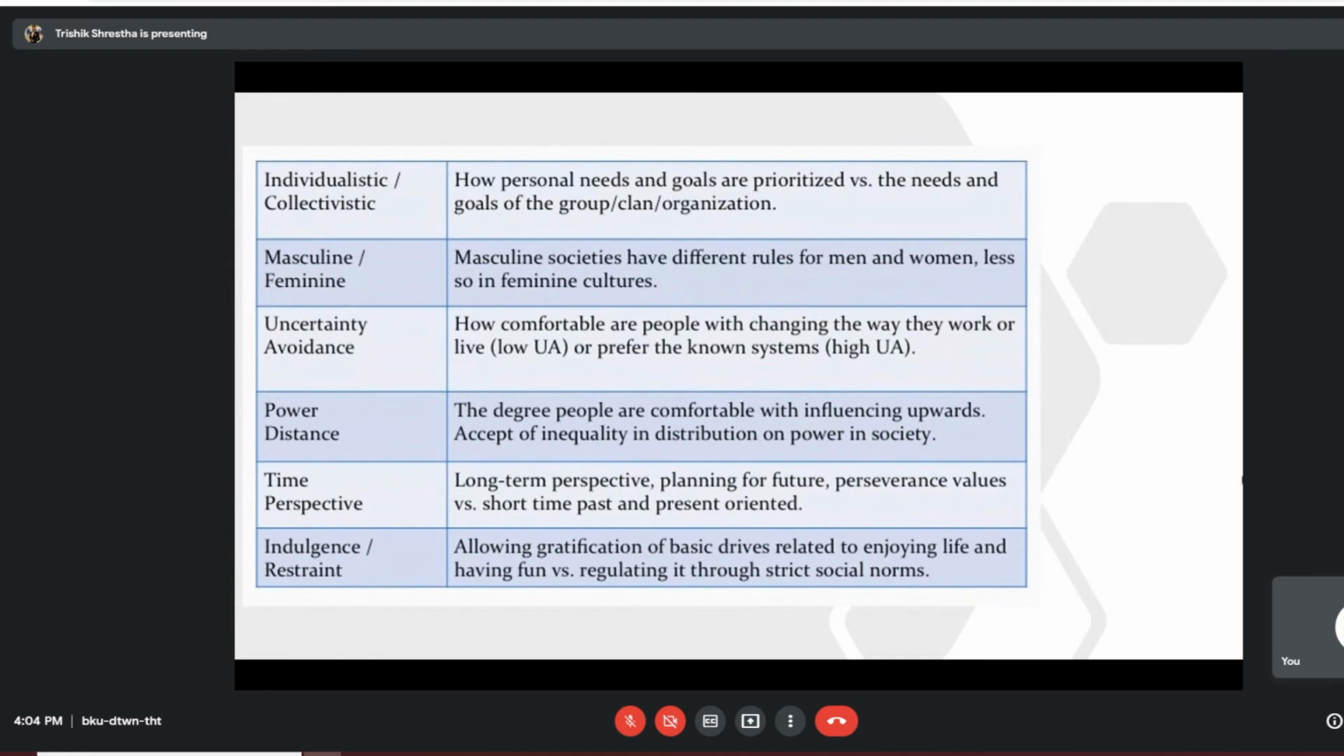Countries differ in these six cultural criteria, which are individualism versus collectivism, masculinity versus femininity, uncertainty avoidance, power distance, time perspective, and indulgence versus restraint. These are the factors that we need to address at the end when we actually decide on incorporating some sort of innovative solution to a problem that we're facing.